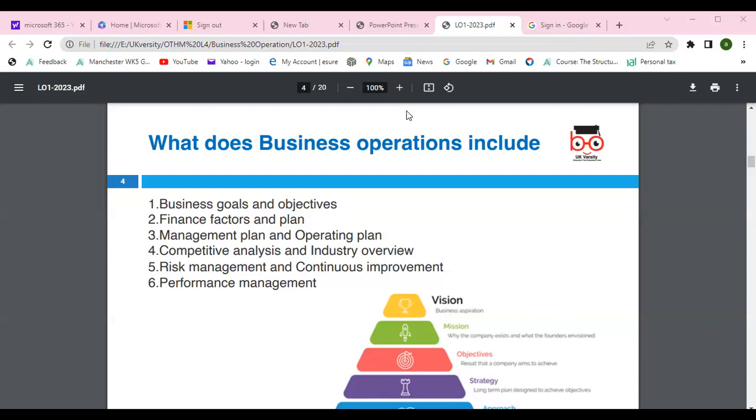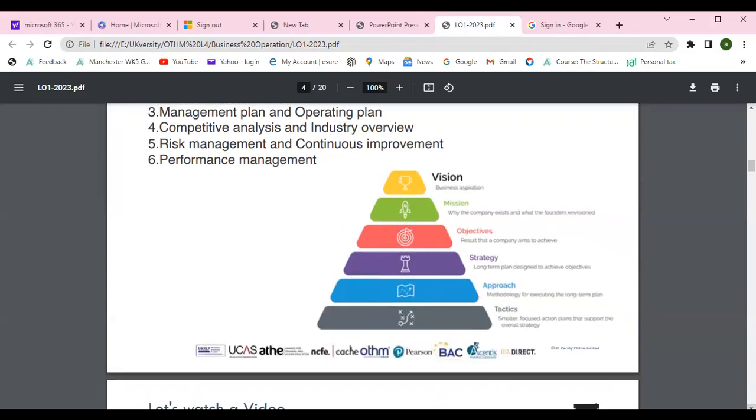Finance factor, management plan, operating plan, day-to-day operations, competitive analysis in the industry, how many other companies are doing business, industry overview, risk management, continuous improvement, performance management, all of these will be included in this unit. That will be in the following lessons or discussions on these topics. This is the overview of the unit.